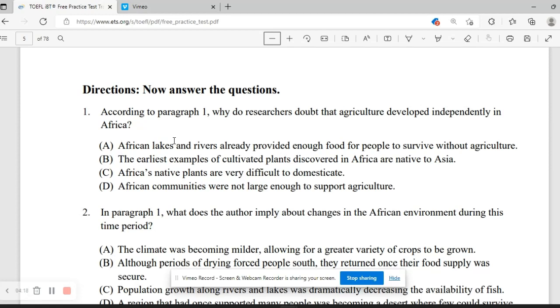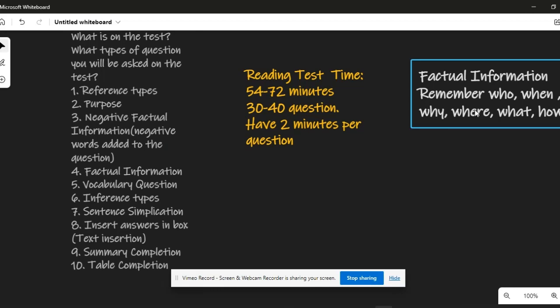The first question I have here is: according to paragraph one, why do researchers doubt that agriculture developed independently in Africa? Here you have to notice the why. It starts with why, so that means it is asking a factual information question. Let me get back to the previous slide.